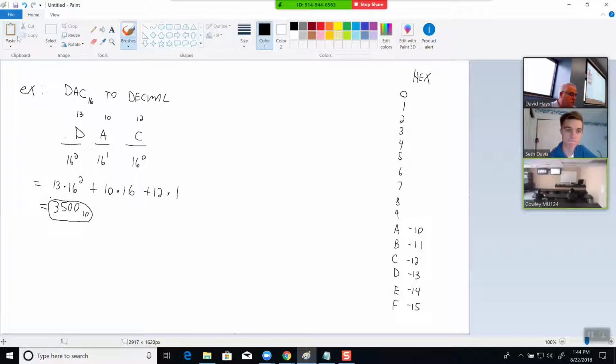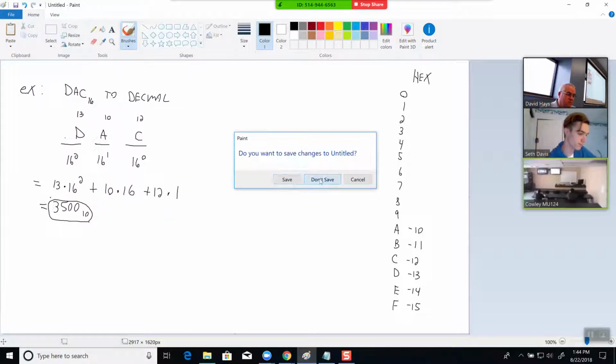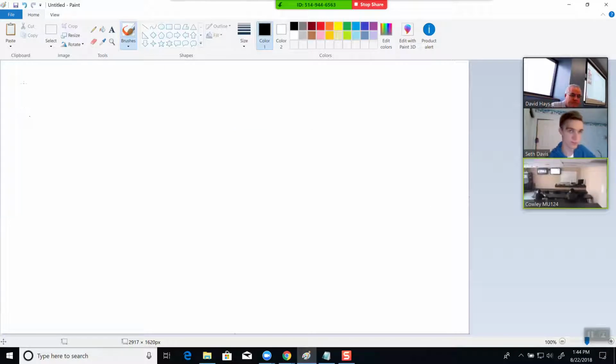Okay, let me do a new one. And let's look at an example of base 5. So what digits can I use for base 5? 0, 1, 2, 3, and 4. Remember, it's always one less. So base 5, you can use up to 4. Okay, so let's look at 124.13. This is base 5.